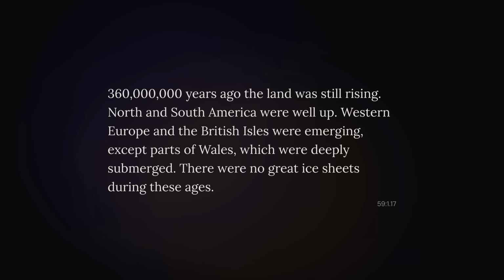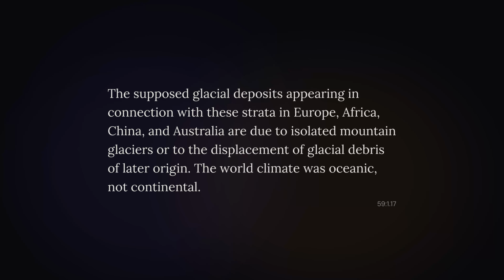360 million years ago, the land was still rising. North and South America were well up. Western Europe and the British Isles were emerging, except parts of Wales, which were deeply submerged. There were no great ice sheets during these ages. The supposed glacial deposits appearing in connection with these strata in Europe, Africa, China, and Australia are due to isolated mountain glaciers or to the displacement of glacial debris of later origin.